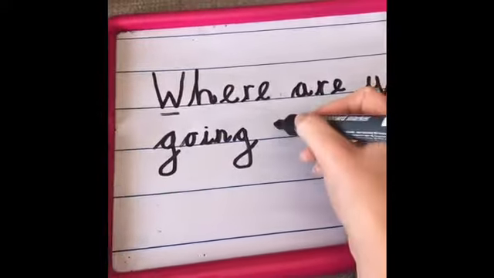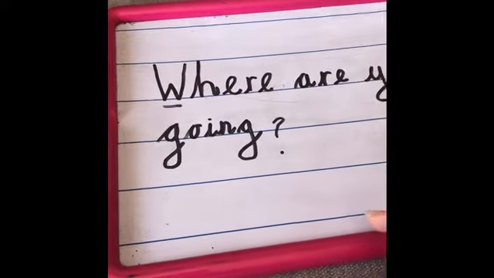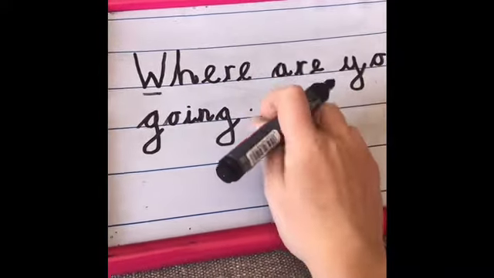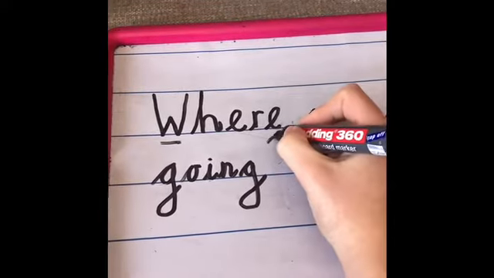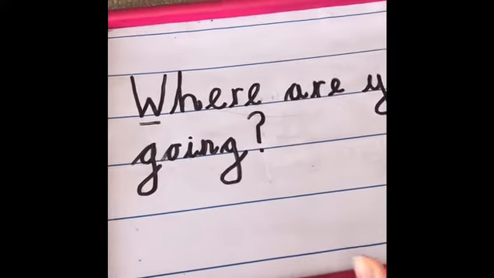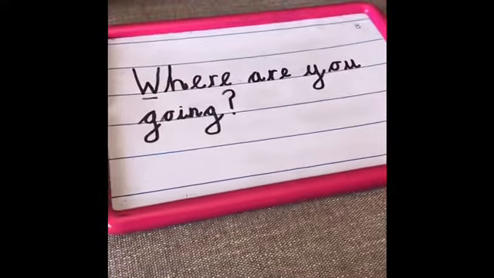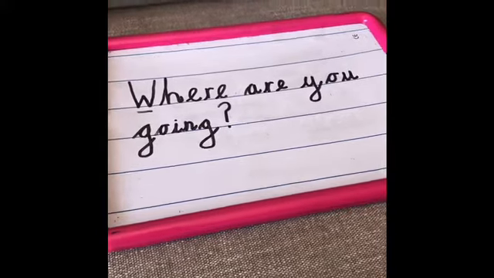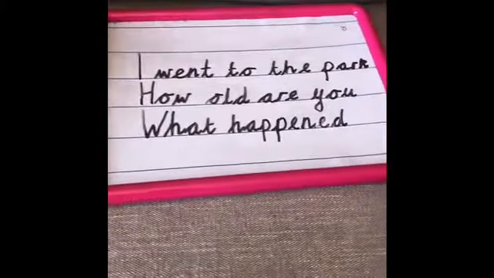Now I don't want to see question marks like this, hanging down below the line. That's not what we want to do. I want to see question marks like this. Nice and tall and big, up, down, round, and then you put your little dot at the end, nice and neat. Now it's a question because we've got a question mark. Where are you going?